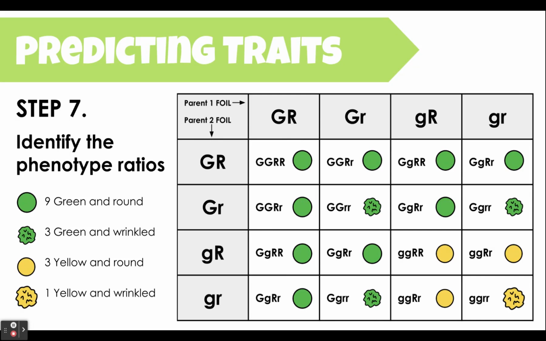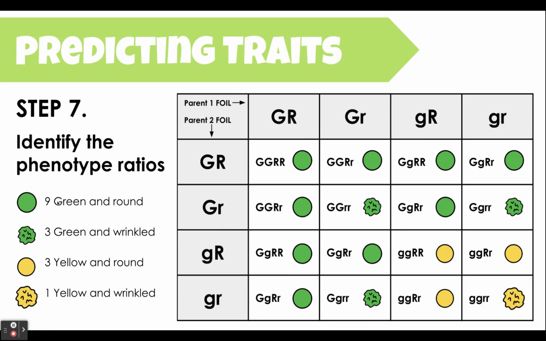And so lastly, we are going to look at the ratio of the different traits. Because we're dihybrid, we're looking at 2 traits at the same time. We need to count up not how many are green, but how many are both green and round in shape. If I count the number that I see that are green and round, I see 9 of them. If I want to then count how many are both green but wrinkled, I have 3 of those. I have 3 that are yellow and round, and then I only have 1 that is yellow and wrinkled.